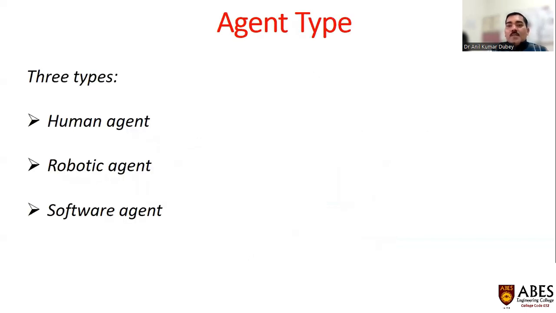Now, agent types. Basically there are three types of agents. The first is the human agent, the human body, a living personality. We can sometimes say it is an actor, either active or passive. The second is the robotic agent. The third is the software agent.